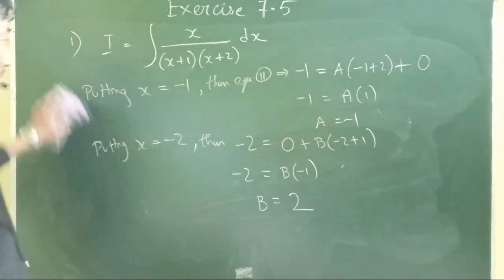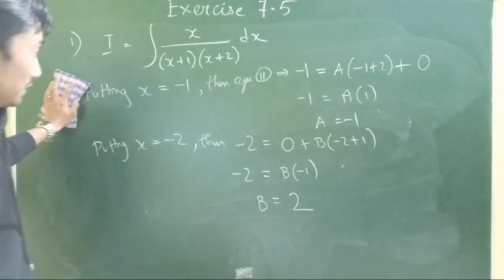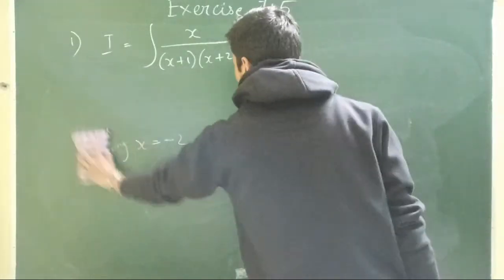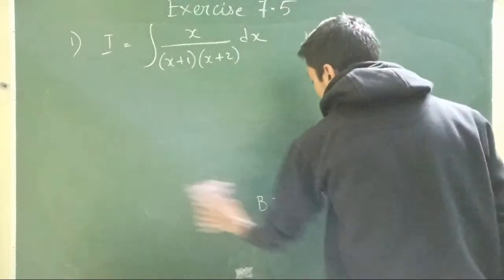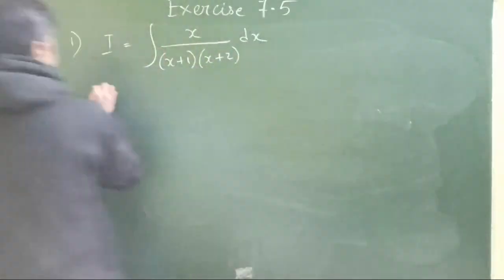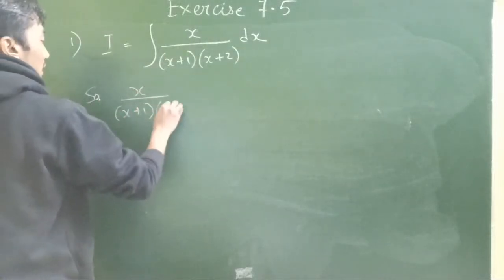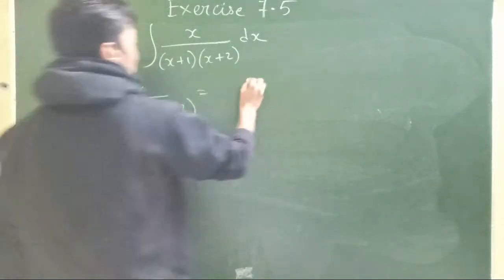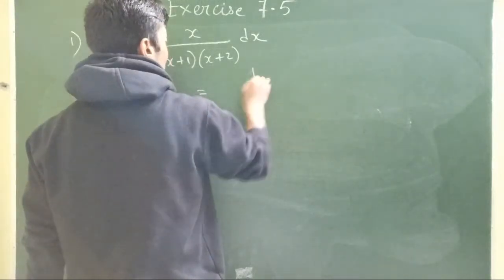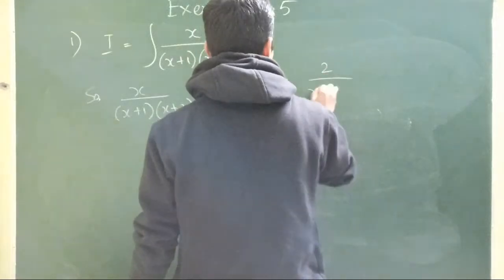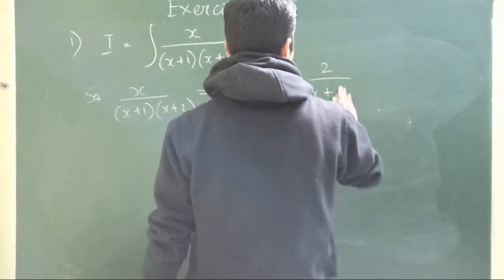Alright, so I'll wrap this up now. I hope you remember what our equation 1 was. So x by (x plus 1)(x plus 2) can be written as a, with value minus 1, by (x plus 1), plus b, value 2, by (x plus 2).